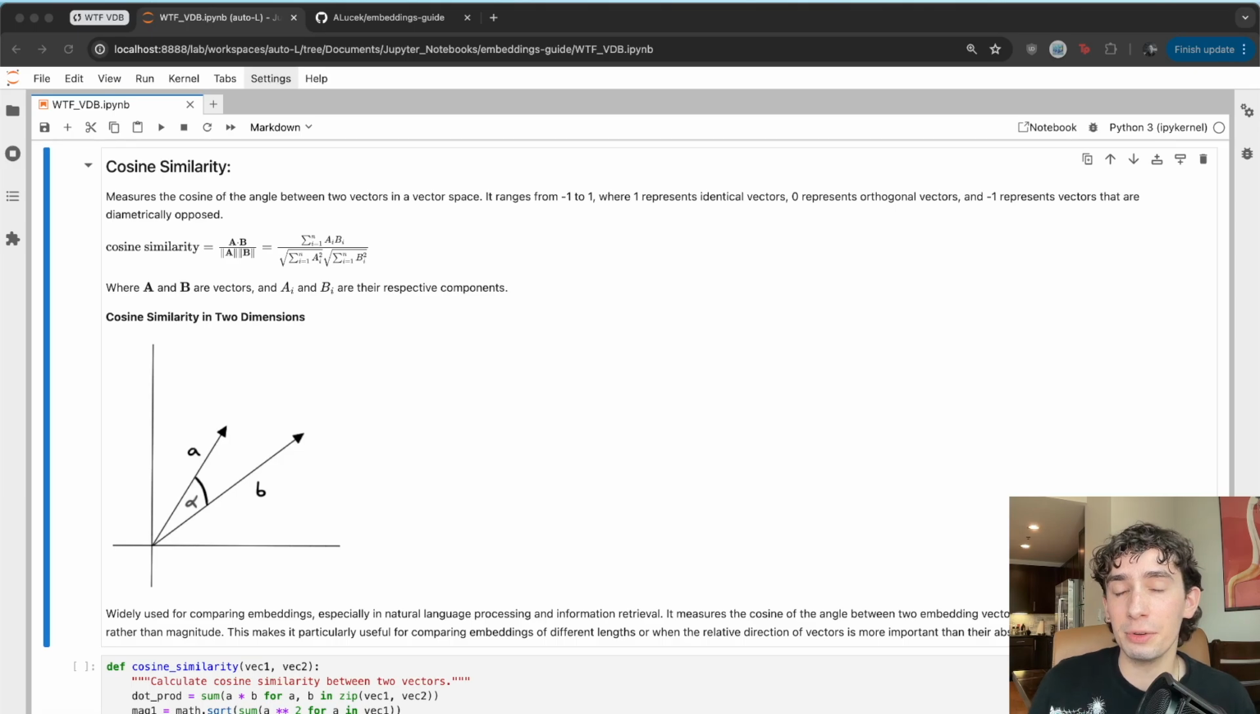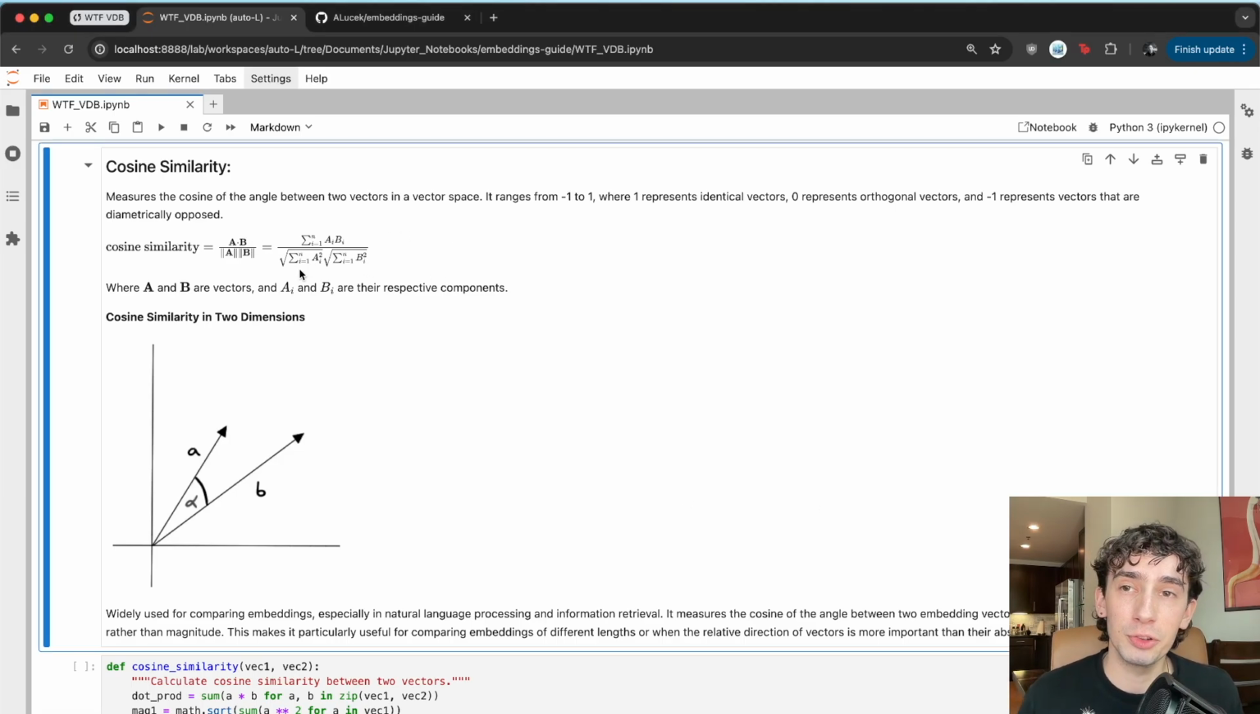It's going to be calculated with the dot product on top divided by the multiplication of the magnitudes of the vectors, which is going to be just the simple dot product that we went over earlier over the square root of the sum of each individual component squared, times the square root of the sum of the other vector's components squared. And the interesting thing to think about here is that actually, if we have normalized vectors, cosine similarity just becomes the dot product.